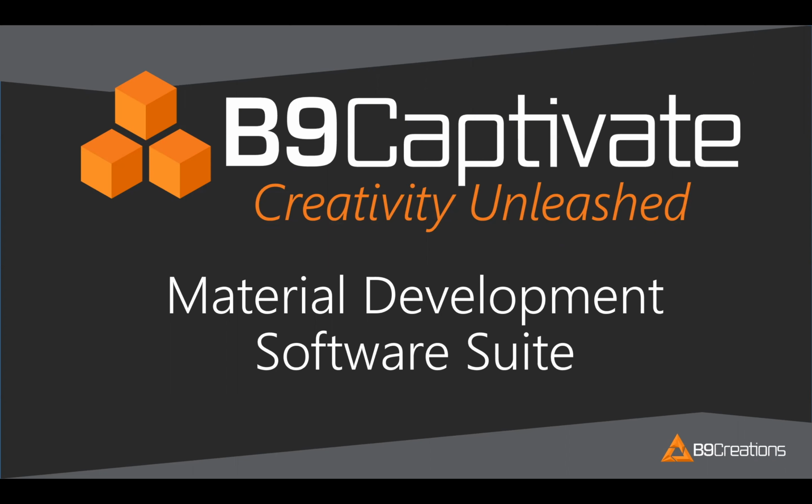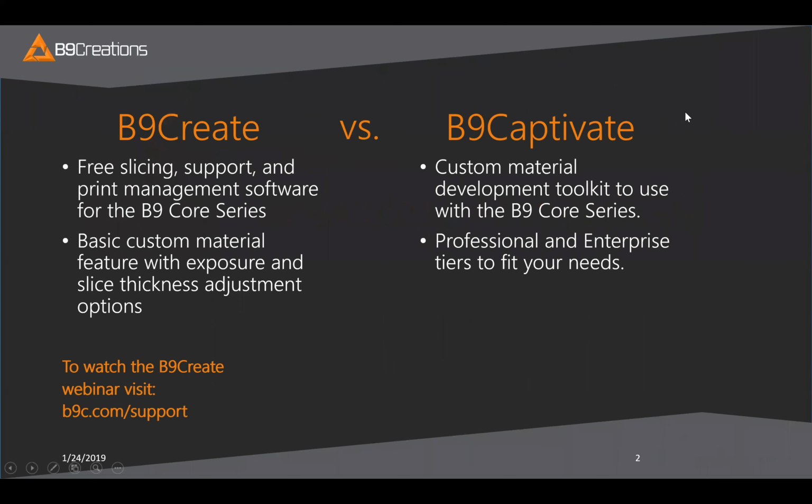Real quick, before we get started, I want to talk about the difference between the two softwares we have available in our product offerings today. So B9 Create is for the layout and support of prints. It's used to manage printers. It's used to remotely monitor printing. B9Captivate, which is the product we'll be talking about today, is used to develop custom material settings for your B9 Core Series printer.